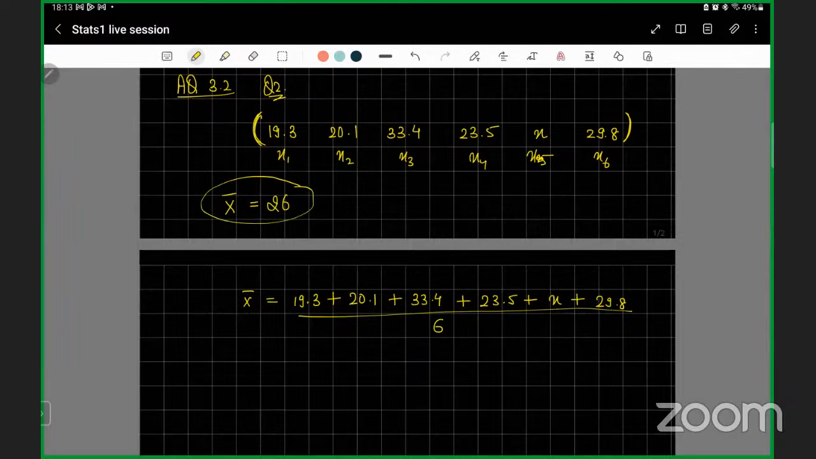26. So I can write x bar equal to 26. Then you can do cross multiplication. This 6 will go to the other side. Then you add everything and you get plus x. Can you do the addition of all this? 126.1 plus x. Okay. So can you not find the value of x from here? 29.9, right?